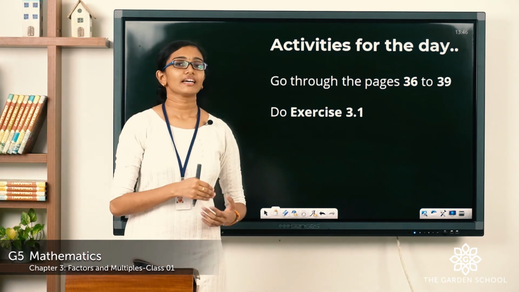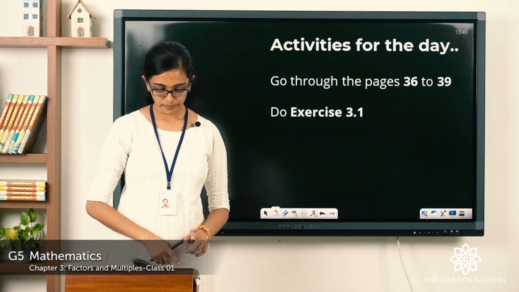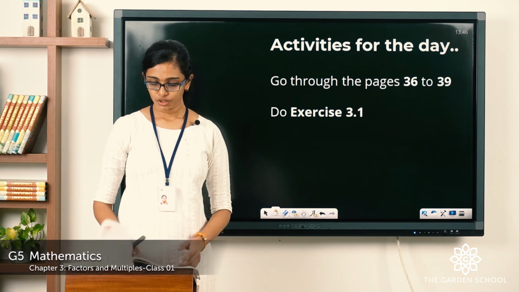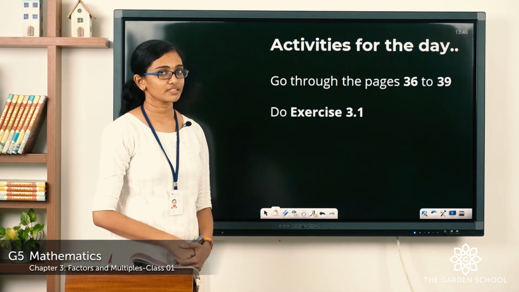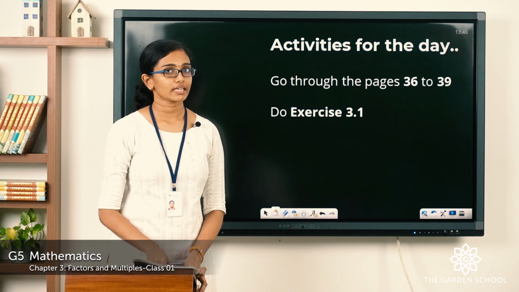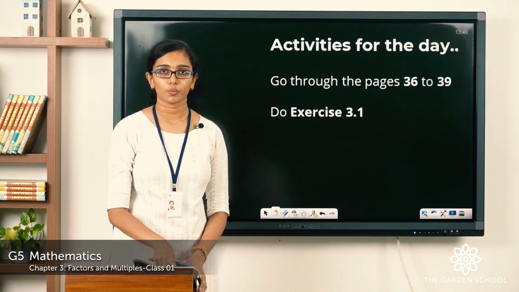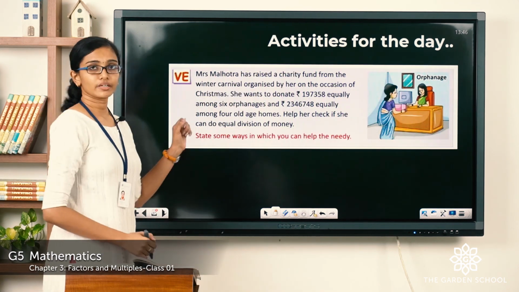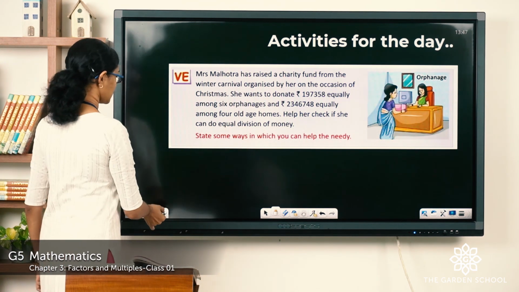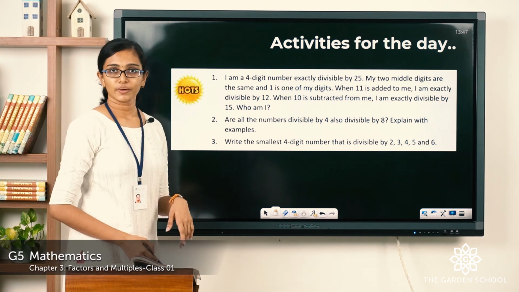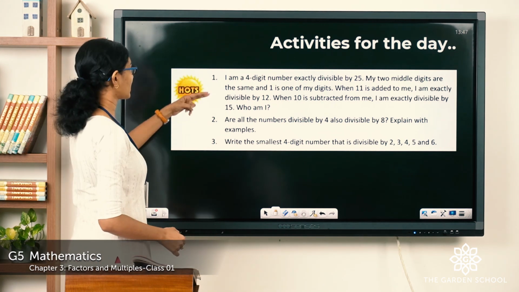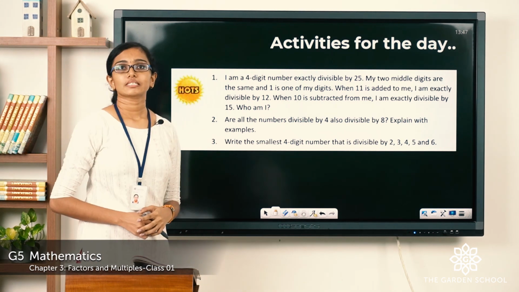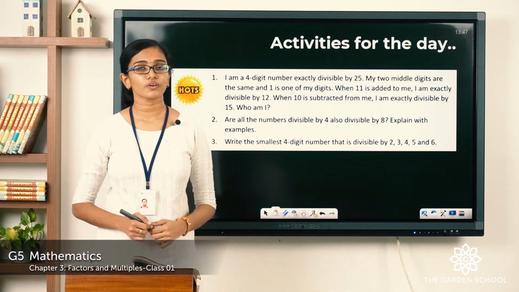So as the activities for the day, you have to go through pages 36 to 39 in your textbook. You have to finish exercise 3.1, and after that, below exercise 3.1, you can see one question like this and another set of questions. Go through all these questions and do accordingly.